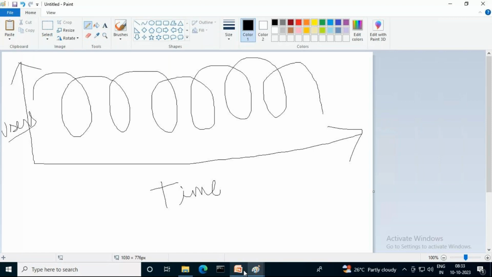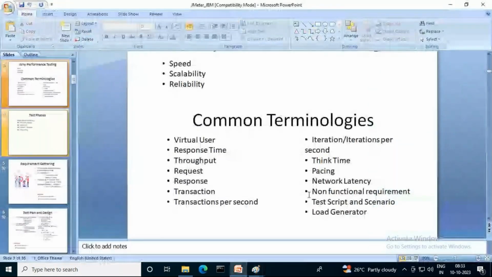So remember, when we give any time gap between each iteration, that is known as pacing. So the time gap or the elapsed time or the delay between two different transactions is called think time. The delay between two different iterations is called pacing. Are all of you clear on this?